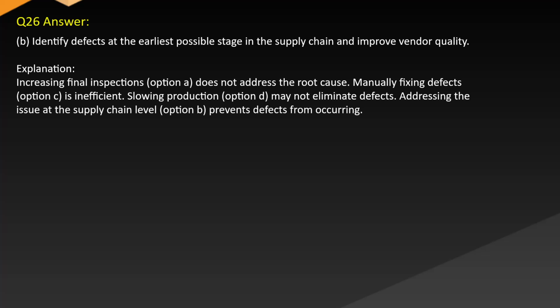Answer: B. Identify defects at the earliest possible stage in the supply chain and improve vendor quality. Explanation: increasing final inspections, Option A does not address the root cause. Manually fixing defects, Option C is inefficient. Slowing production, Option D may not eliminate defects. Addressing the issue at the supply chain level, Option B prevents defects from occurring.